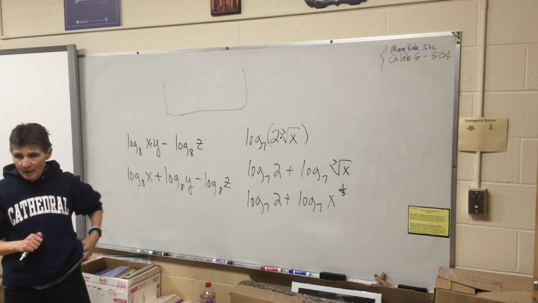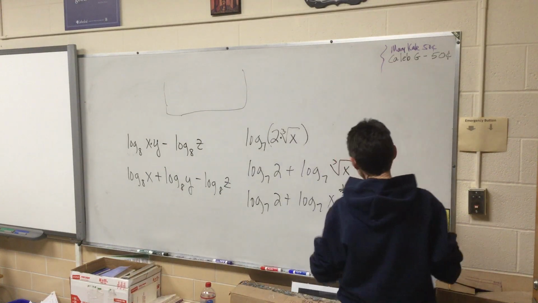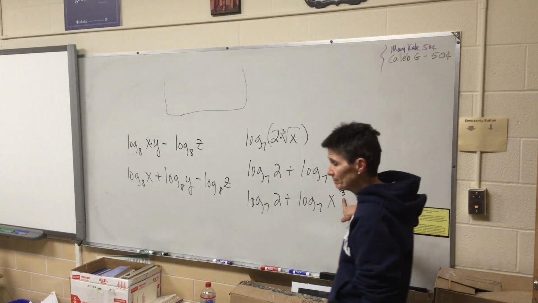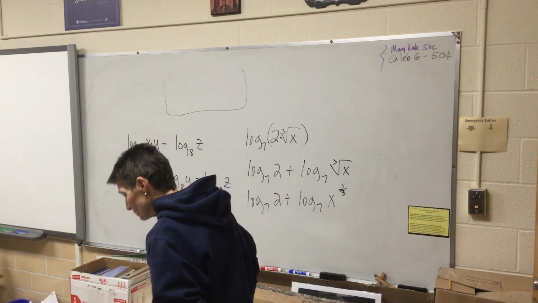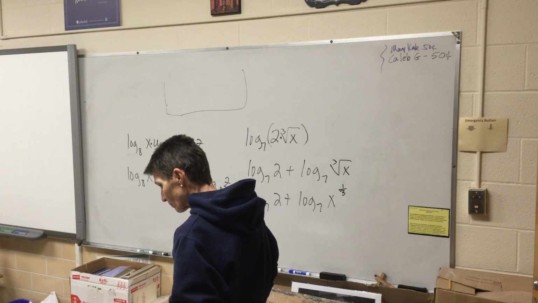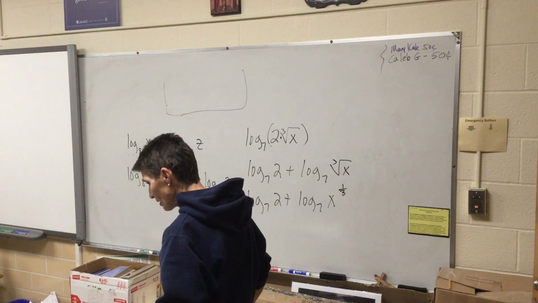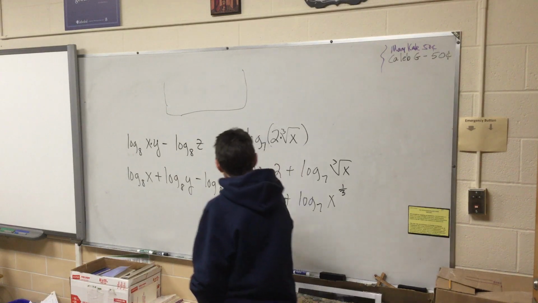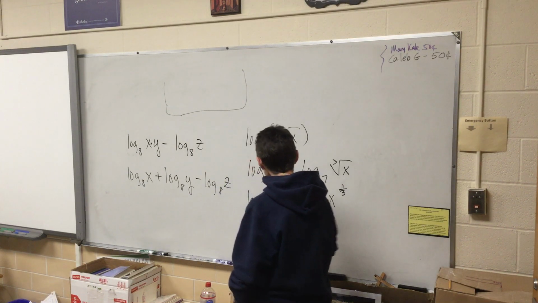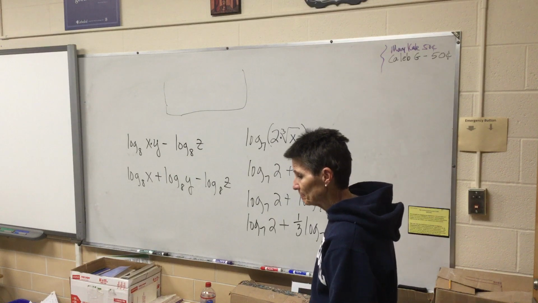Fractional exponents are radicals. Now, since I've made this radical a 1/3 power, what am I going to do with that power? Where do powers go? Where did they go today in class when we did all those problems? In front. Exactly. So we're going to have the log base 7 of 2. There's nothing to do there. Plus 1/3 log base 7 of x.